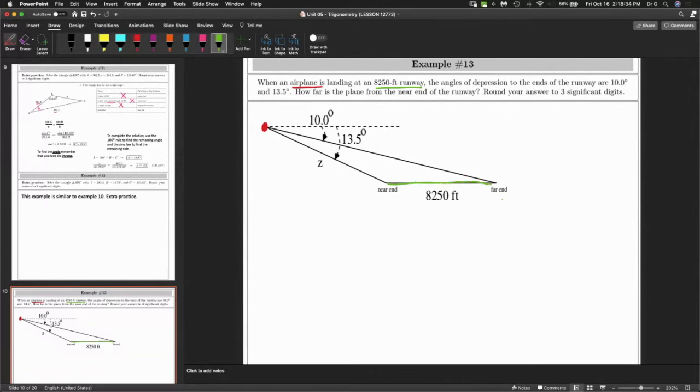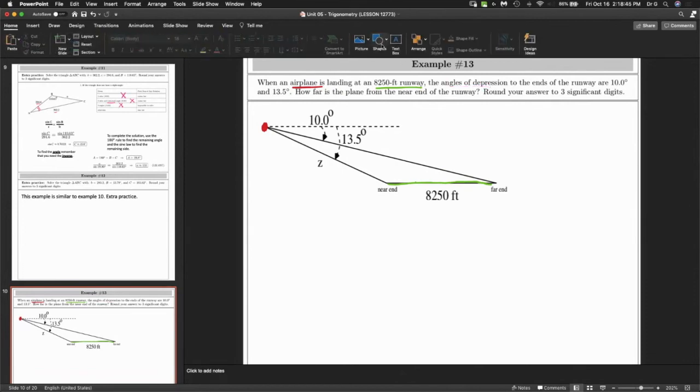So there's the runway. And we also have these things here called angles of depression. Now, angle of depression is the counterpart to angle of elevation. So let's make a note here. Angle of elevation is above the horizon.